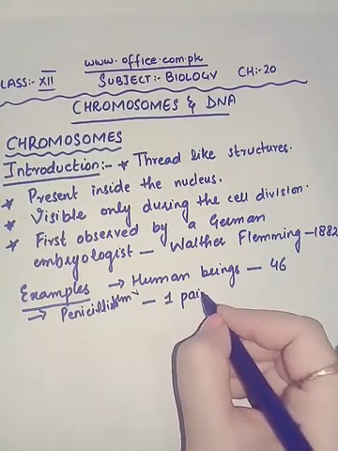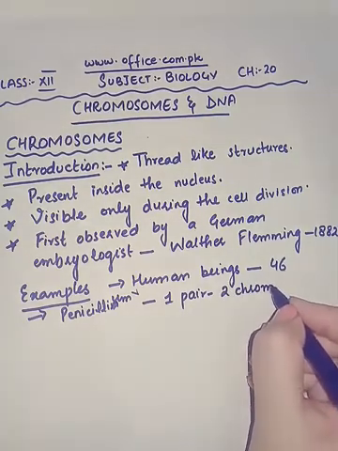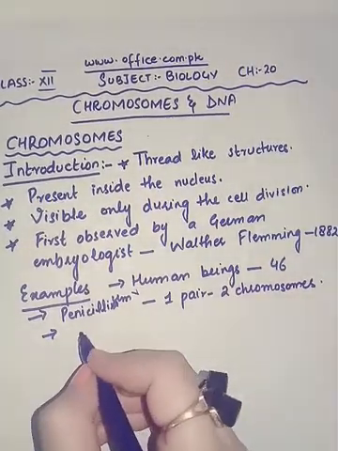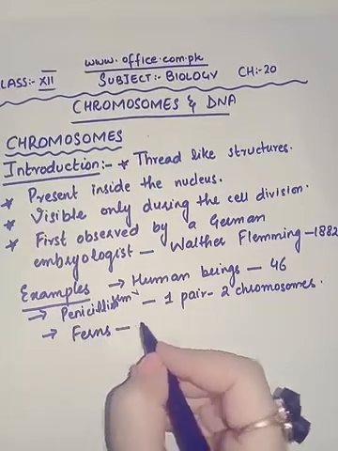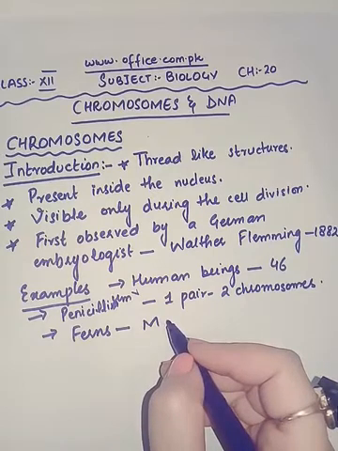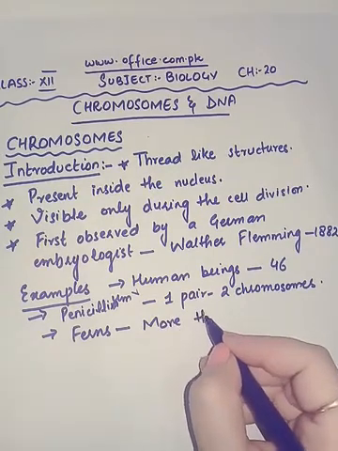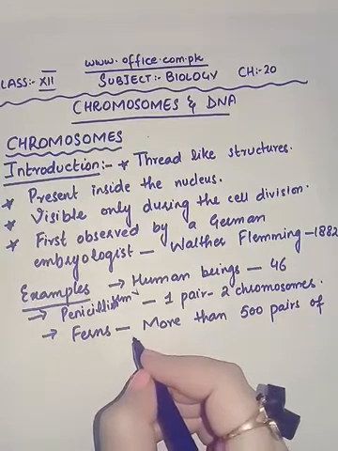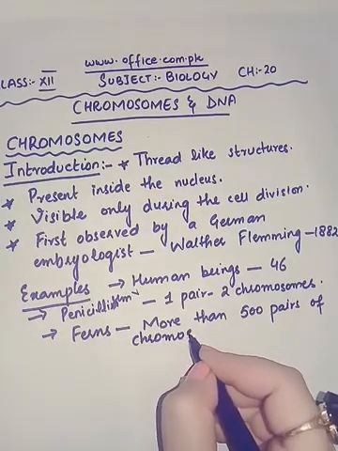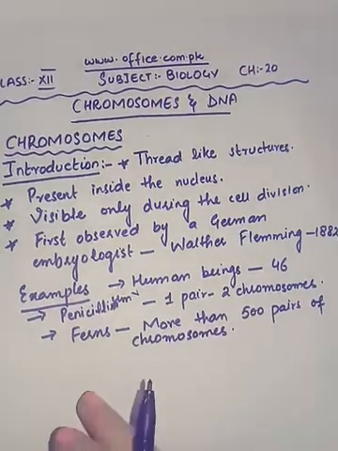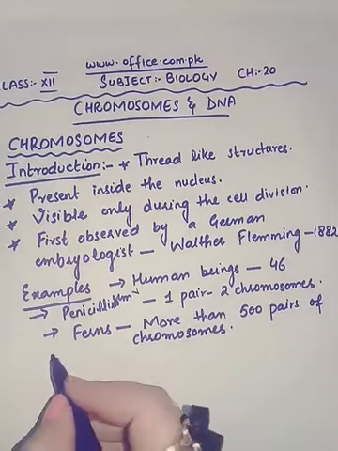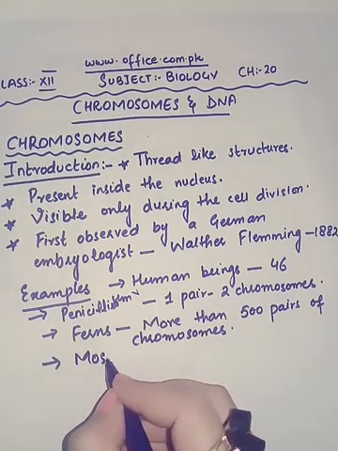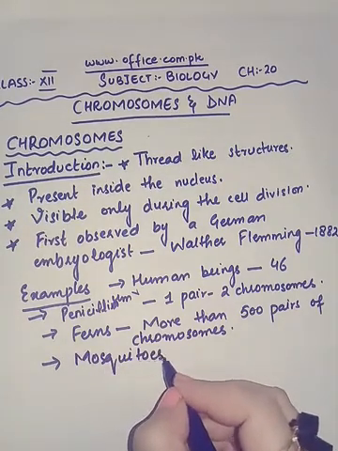Then we have ferns. Ferns are simple plants. They have more than 500 pairs of chromosomes, so you can imagine that they can have up to thousands of chromosomes. Then mosquito. Mosquitoes have 6 chromosomes. Honeybee has 32 chromosomes.